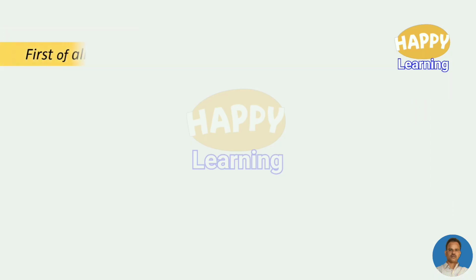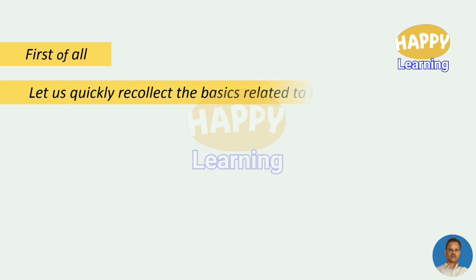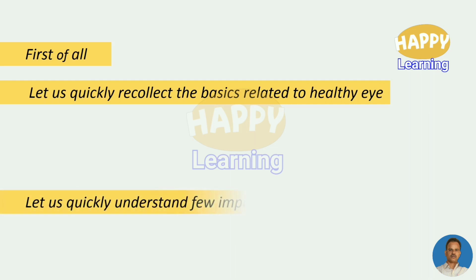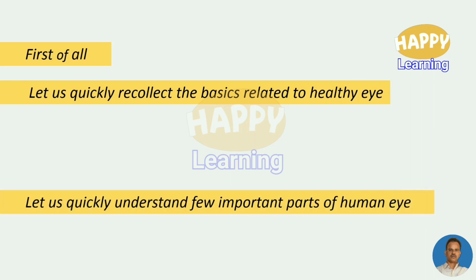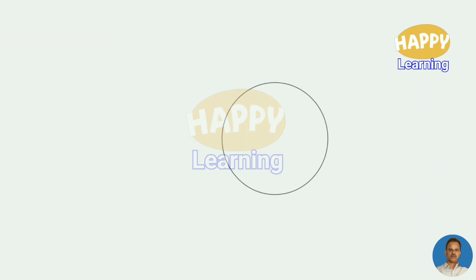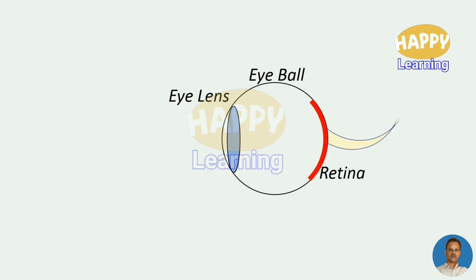Questions. First of all, let us quickly recollect the basics related to a healthy eye. Let us quickly understand a few important parts of the human eye and also their functioning. This is an eyeball. Let this be its eye lens. This is the retina. This one is the optic nerve connected to the brain.